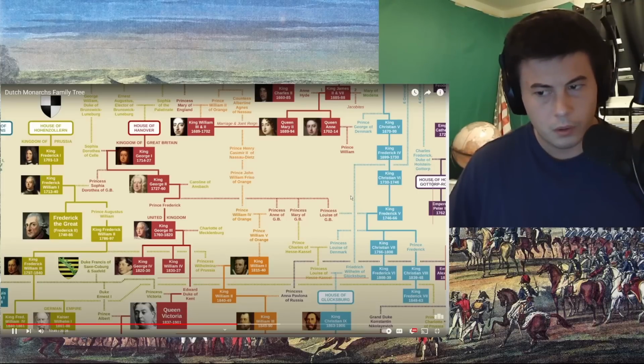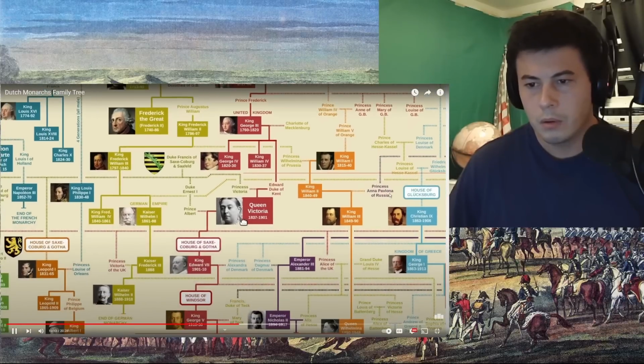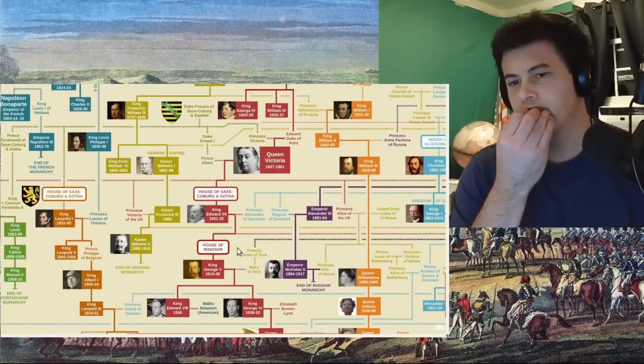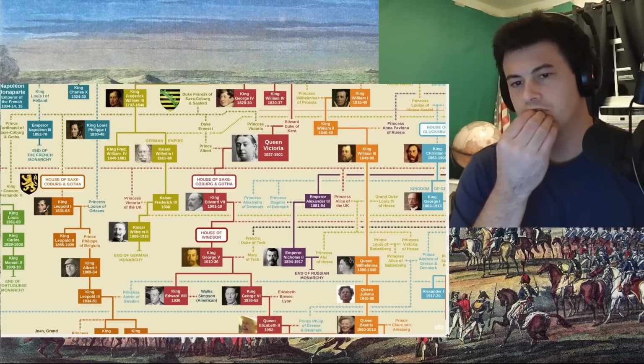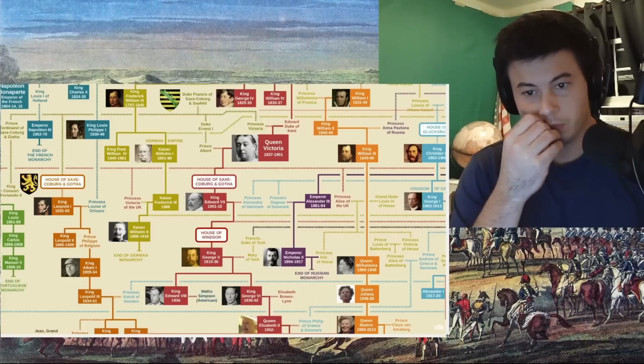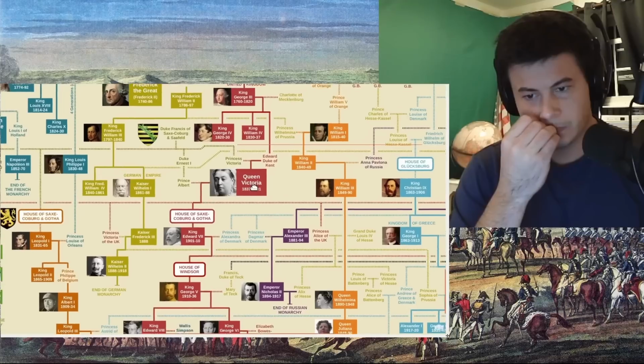Queen Victoria is a good example of this. Queen Victoria is obviously the ancestor of Queen Elizabeth II, but she's also the ancestor of the King of Spain, the King of Norway, the King of Denmark, and the King of Sweden. However, the King of Belgium and the King of Netherlands do not descend from her.